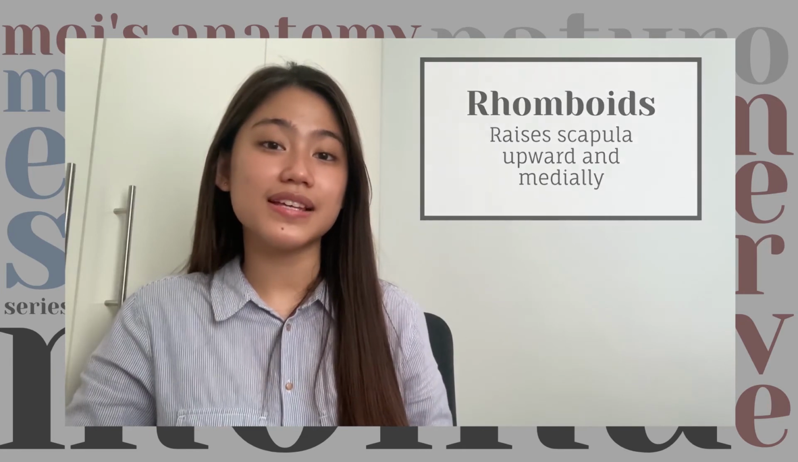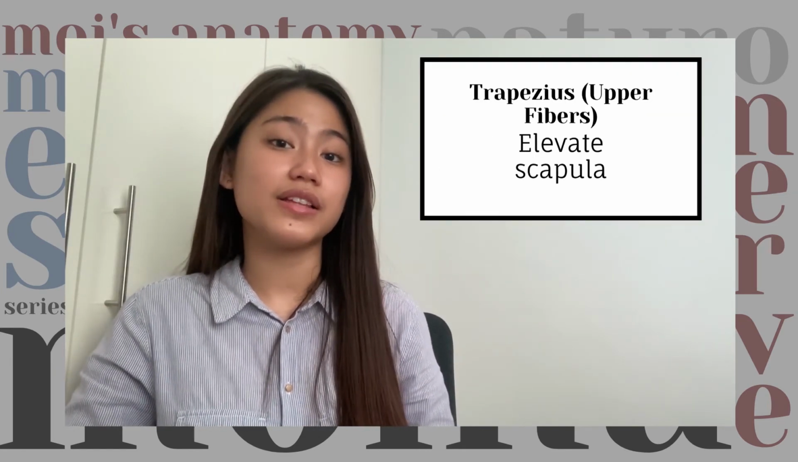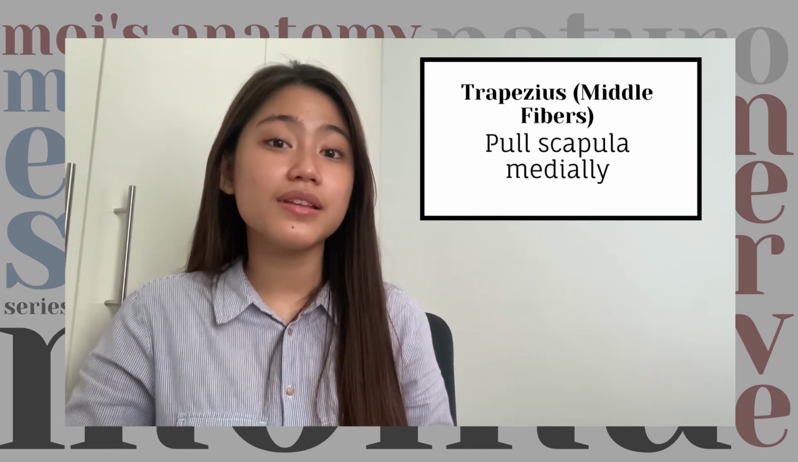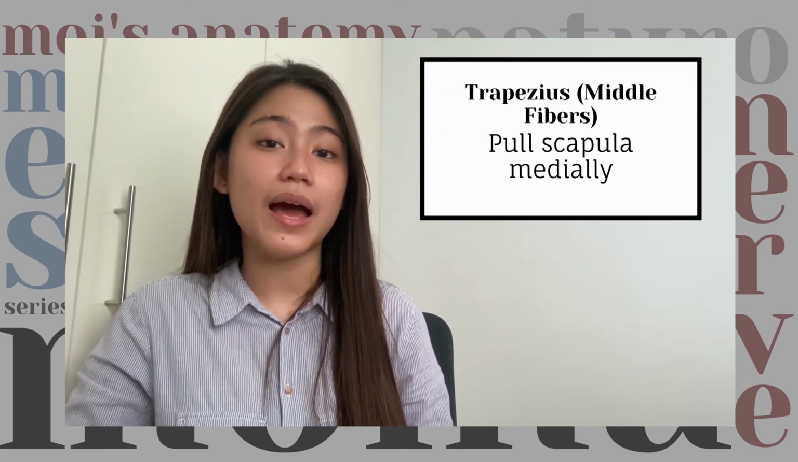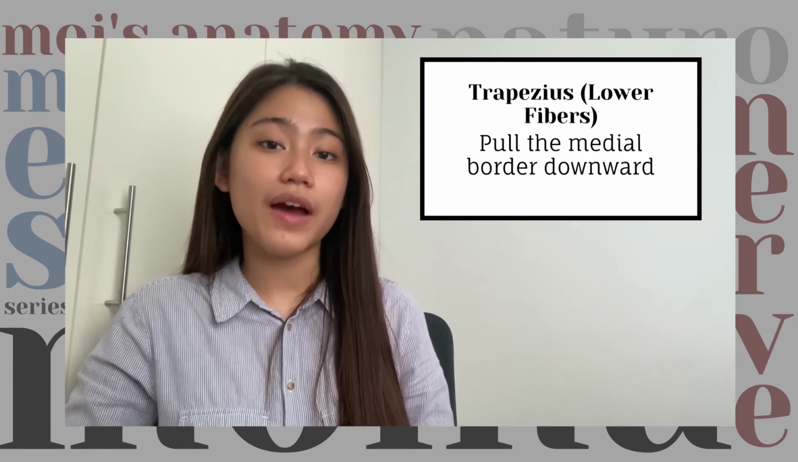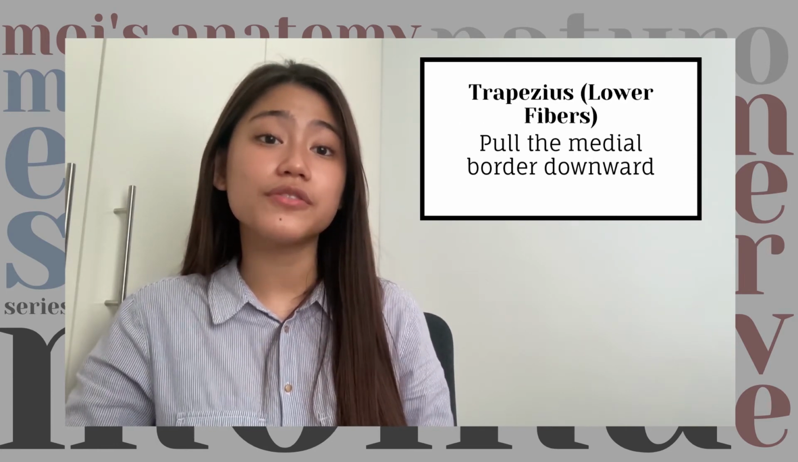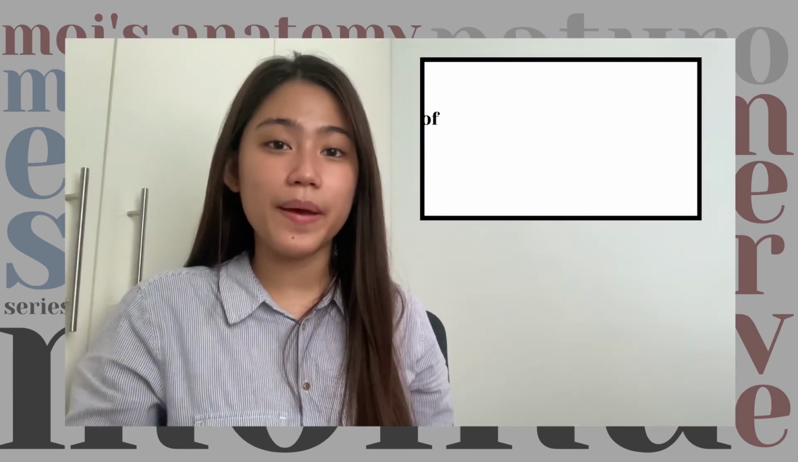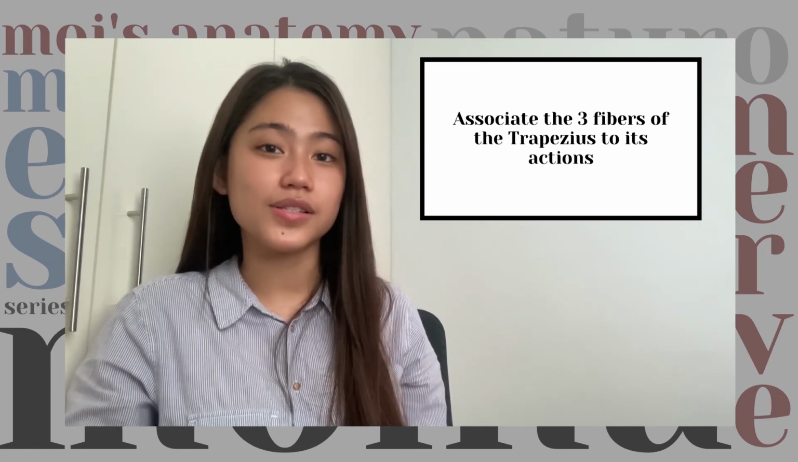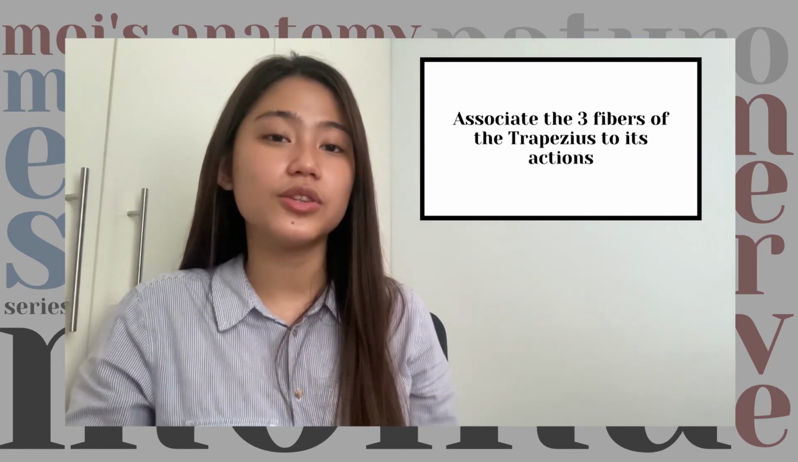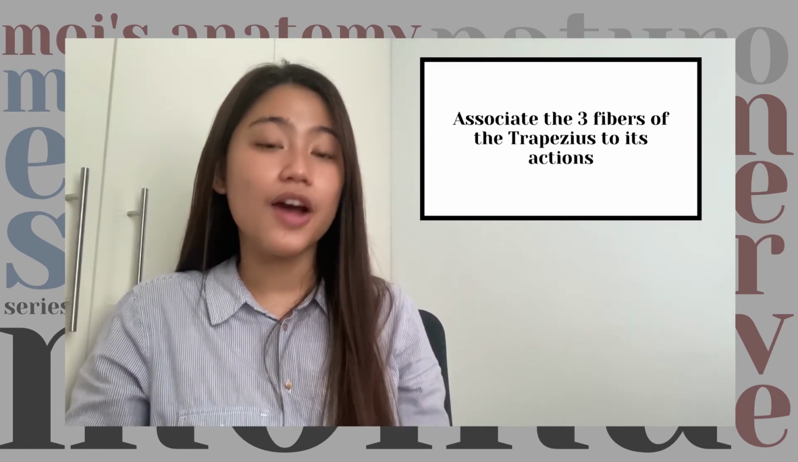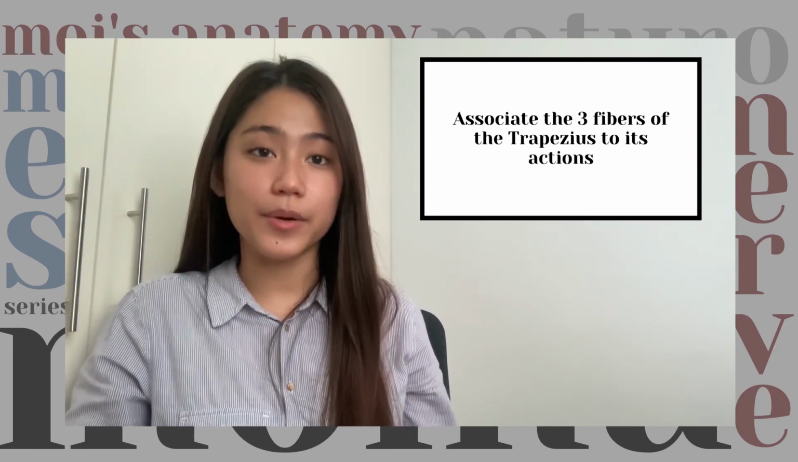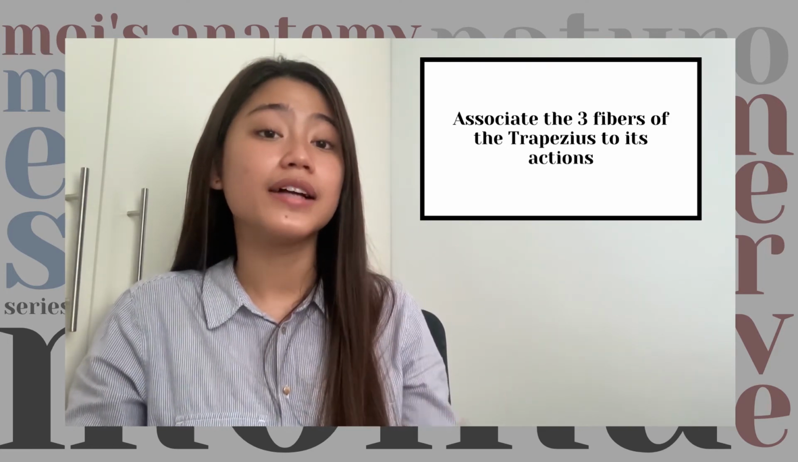The trapezius has three fibers as mentioned prior. The upper fibers elevate the scapula, the middle fibers pull the scapula medially, and then the lower fibers pull the medial border of the scapula downward. So here are some tips to remember the Moai. The first tip is to always remember that trapezius has three fibers, which are correlated to the action being produced. For example, lower fibers pull the medial scapula downward.